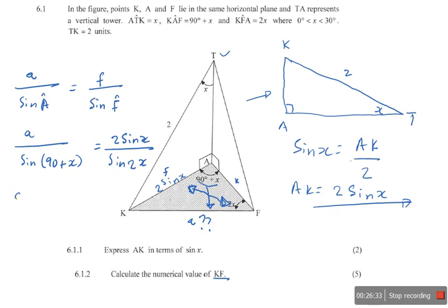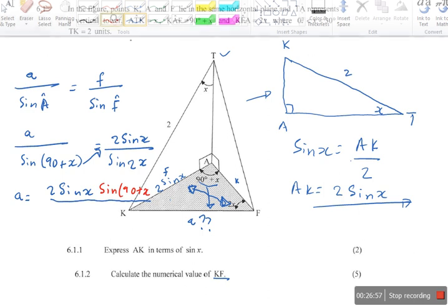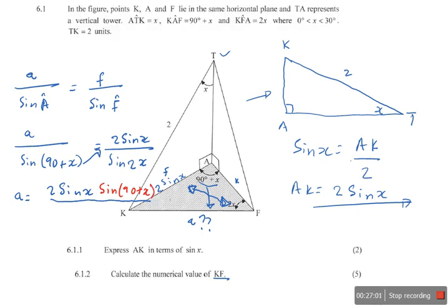Right, so a is equal to 2 sine x multiplied, cross multiply, by ubani sine of 90 plus x, all over sine 2x. Right, so we must check sine 90 plus x. Sine 90 plus x, what quadrant is that? Second quadrant, and sine is positive in the second quadrant. So we will have a as 2 sine x times sine 90 plus x.